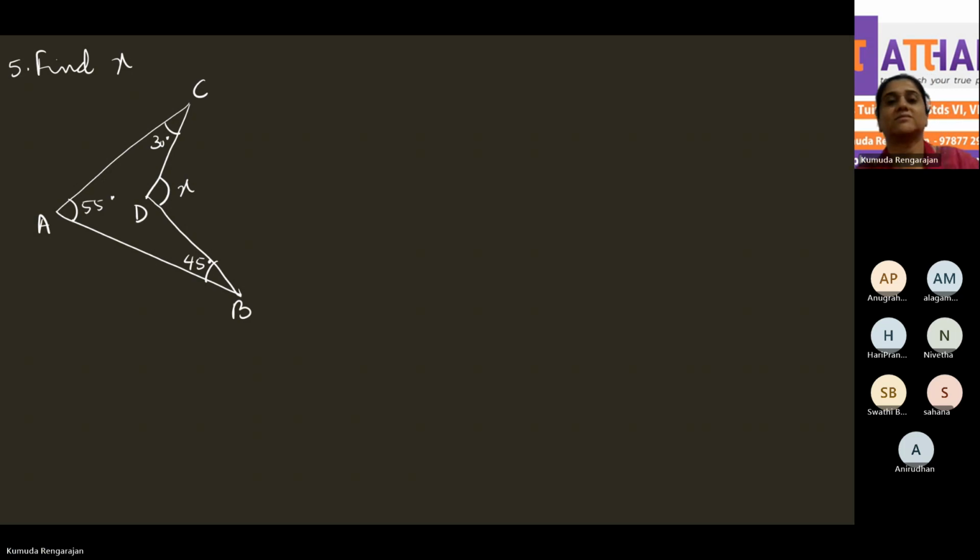Is it a triangle? Quadrilateral, ma'am. It's a quadrilateral. More specifically, what? Can you give an additional? It's a concave polygon. Very good, Swati. It's a concave quadrilateral.